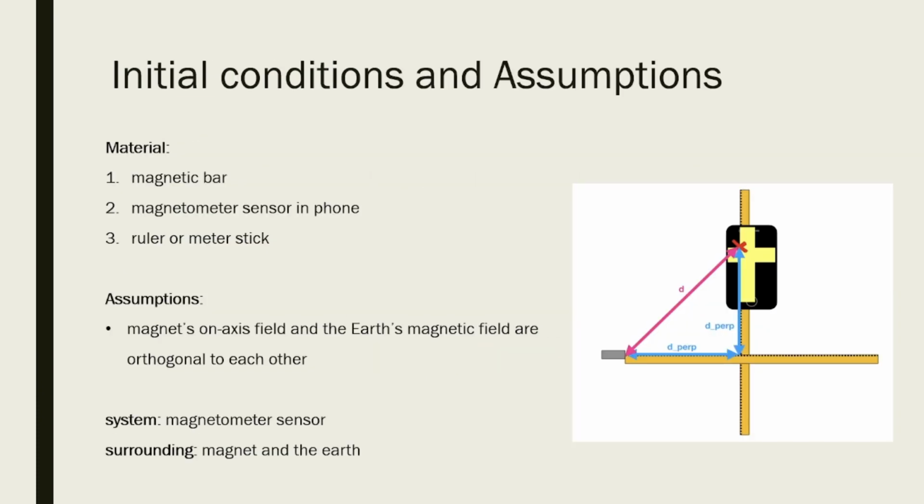And in this experiment, we need to measure the off-axis magnetic field by using a bar magnet, a magnetometer sensor in our phone, and a ruler or a meter stick. We made an assumption before the experiment, which is that the on-axis field of the magnet and the Earth's magnetic field should be orthogonal to each other. This should be accomplished by properly setting up the direction of our phone and the magnet. So in this experiment, the system is the magnetometer sensor, while the surroundings are the magnet and the Earth.